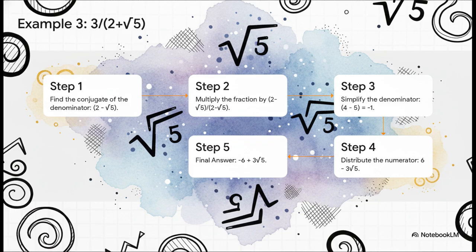To rationalize 3 over 2 plus root 5, we're going to multiply the top and the bottom by its conjugate, which is 2 minus root 5. On top, we just distribute the 3 to get 6 minus 3 root 5. Now for the magic on the bottom. The difference of squares gives us 2 squared minus root 5 squared, which is just 4 minus 5, or negative 1. Dividing our numerator by negative 1 just flips the signs, giving us our final answer, negative 6 plus 3 root 5. See, no radical on the bottom.